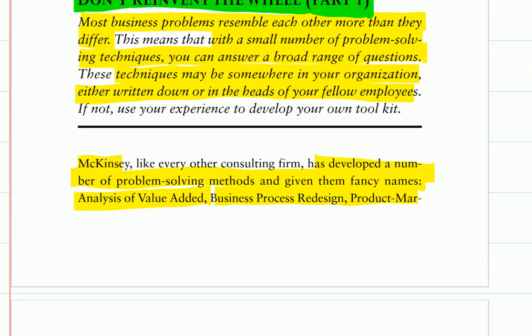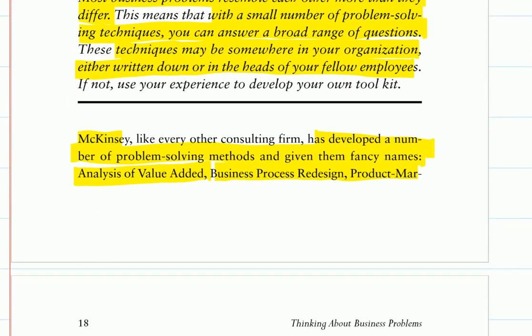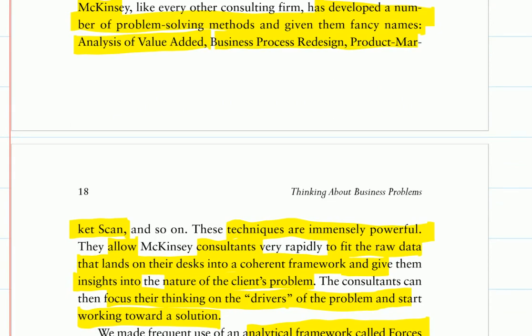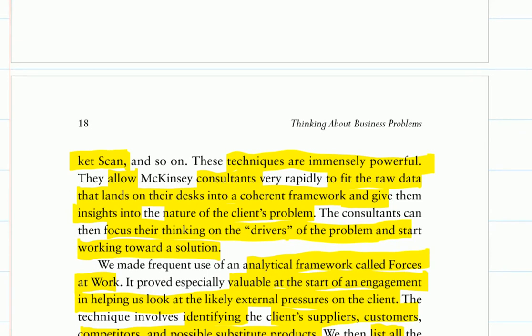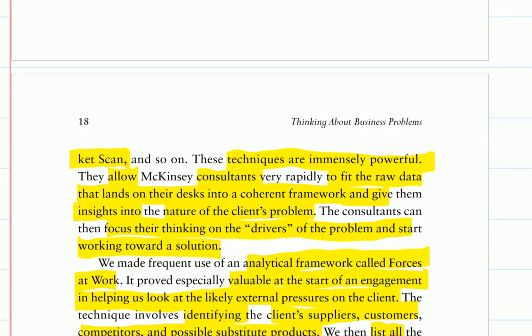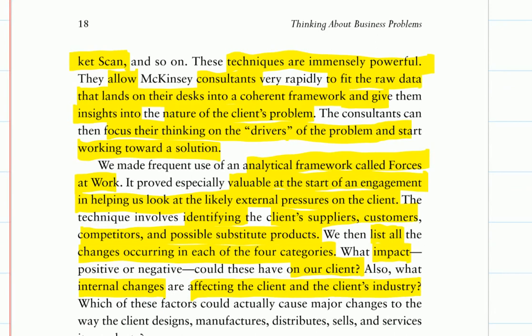He says that McKinsey has developed a number of problem solving methods and gives them some fancy names. Analysis of value added, business process redesign, product market scan, etc, etc. These techniques are immensely powerful. They allow consultants from McKinsey to fit the raw data. So the raw data, the basic information that they have on their desks when the files come to them, they convert that data into a coherent framework and this gives them more insights into the problem that the client is facing, the nature of the problem.